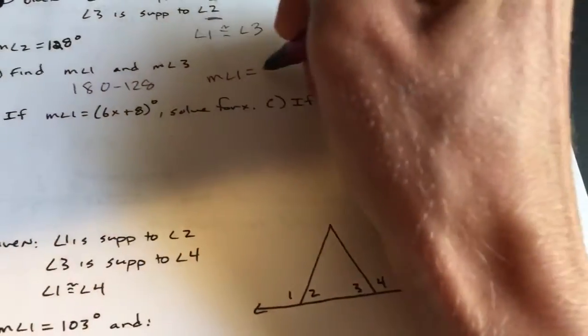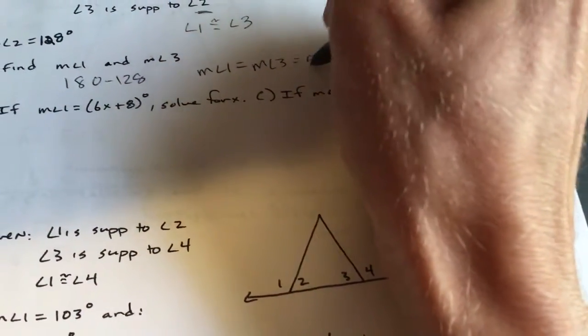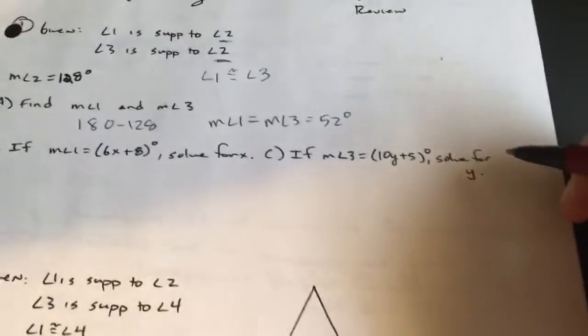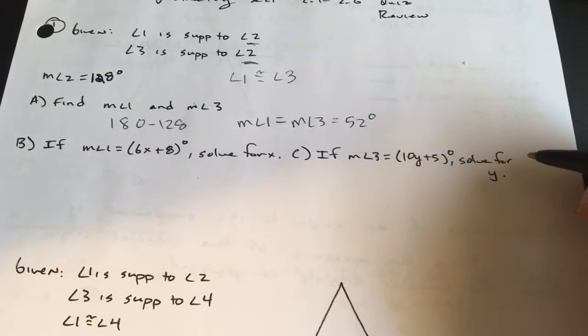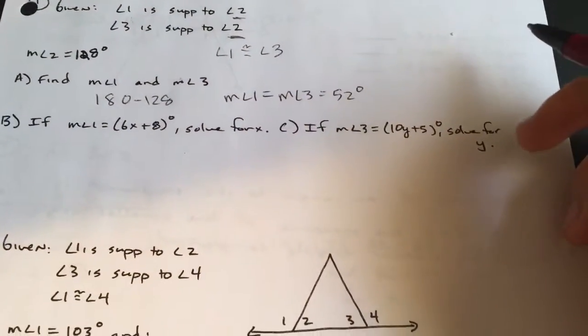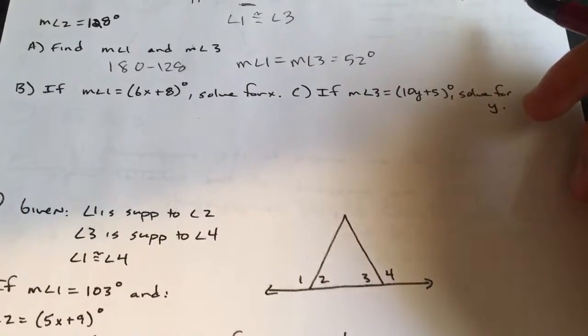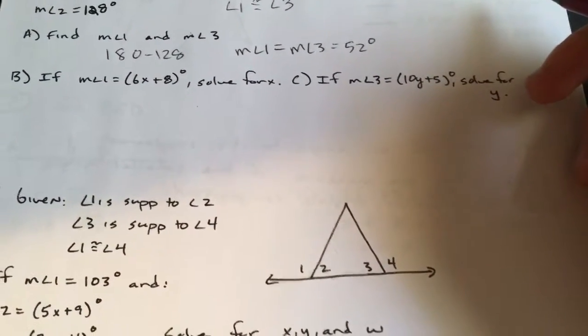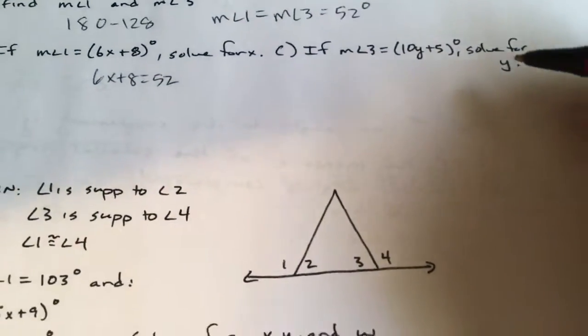180 minus 128. The measure of angle 1 is equal to the measure of angle 3, which is 52 degrees, because they're both supplementary to angle 2 and they're both 52. Now, if the measure of angle 1 is 6x plus 8, well, it's also 52. So simply set 6x plus 8 equal to 52. We're going to solve that by subtracting 8 from both sides. 6x is 44. Divide by 6.